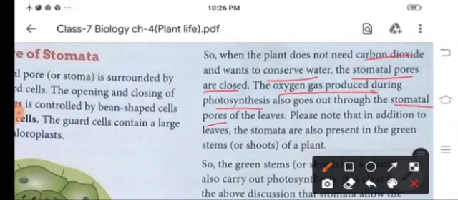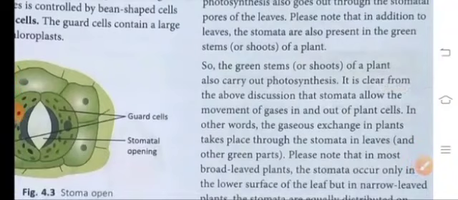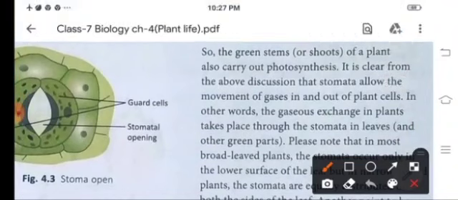Now these stomata are also present in the green shoot of the plant. So all the green parts of the plant, or the green stems of the plant, also carry out photosynthesis. So it is understood that the stomata allow the movement of gases in and out of the plant cells. In other words, the gaseous exchange in plants takes place through these stomata in leaves.